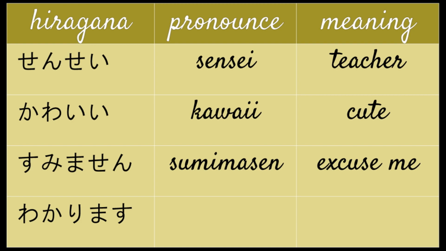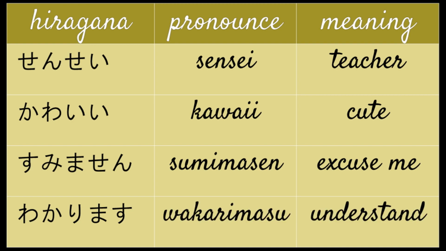Let us see the next word. The first character in the word is wa, the second is ka, the third is ri, the fourth is ma, and the fifth is su. So, it will be pronounced as wakarimasu, which means to understand.